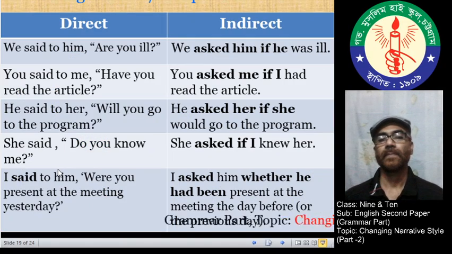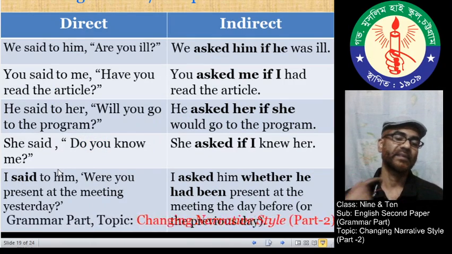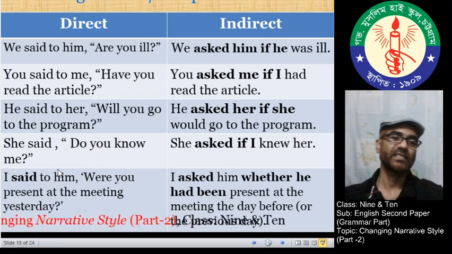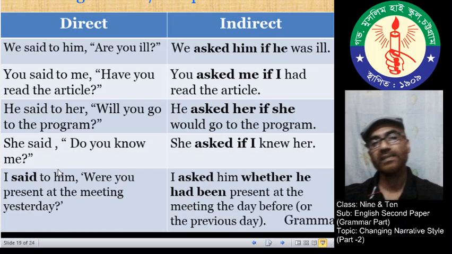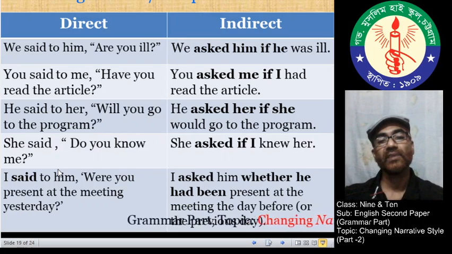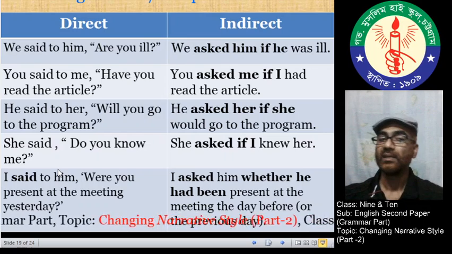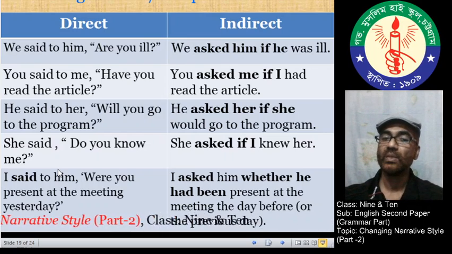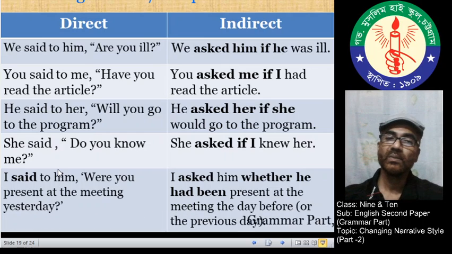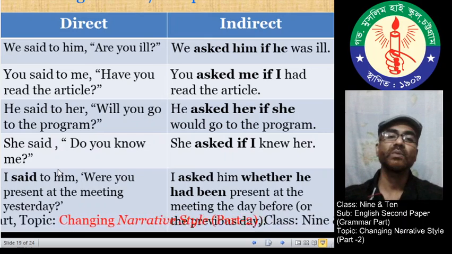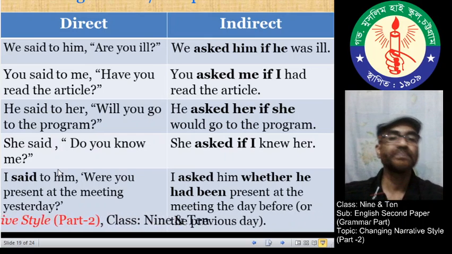Here are some more examples for your better understanding. You see, changes of yes/no questions. We said to him, are you ill? The indirect can be, we asked him if he was ill. Since this one is a yes/no question, we have to use if or whether. Here we use if, which is more common.